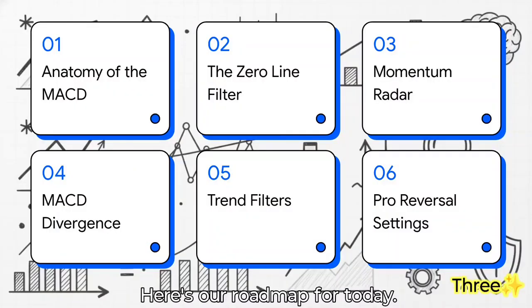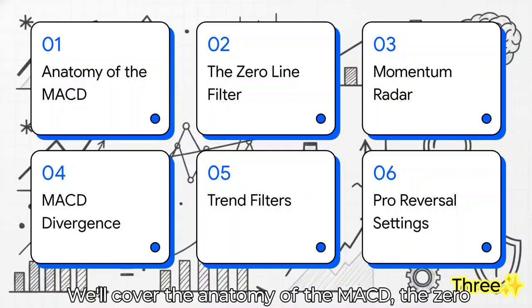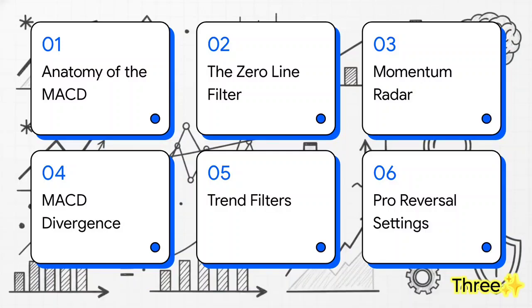Here's our roadmap for today. We'll cover the anatomy of the MACD, the zero-line filter, reading the momentum radar, spotting MACD divergence, elite win rate trend filters, and finally, the pro reversal settings.